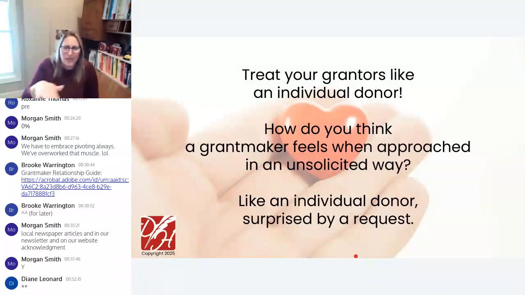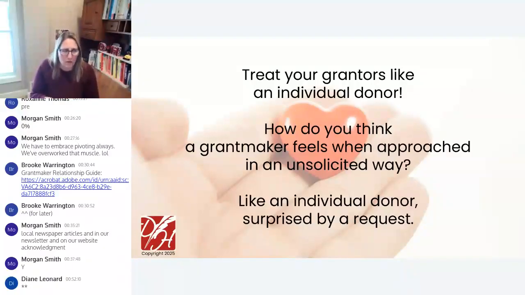When we're together with them, we want to just treat them like a person who wants to know more about our work. Treat them like an individual donor. Or better yet, treat them like a loved family member or friend who's very close. You haven't seen them in a while. They're like, oh, tell me about your work. I know you just started at a new organization. Tell me about what you love about that group.